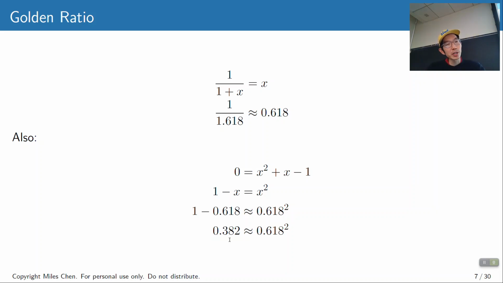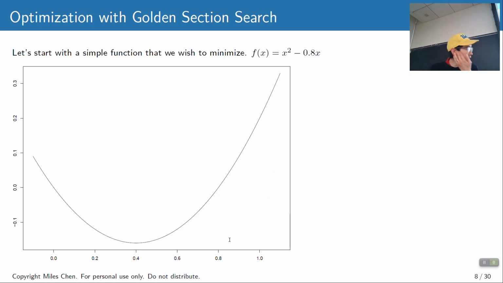So the way it works is, let's say you have some kind of function, right? So here's just a very simple function, x squared minus 0.8x. And visually, if we plot this, we can see that the minimum is going to be at 0.4, and we can solve this easily ourselves, okay?